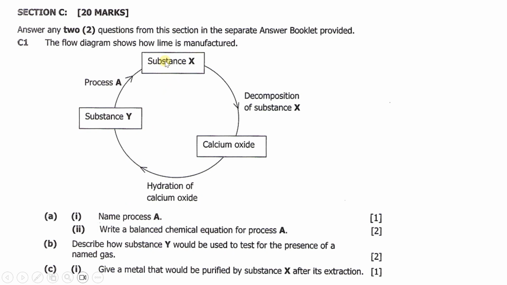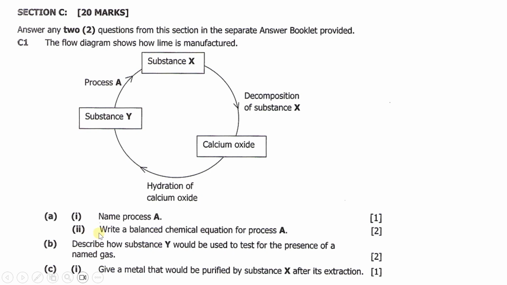So this substance is calcium carbonate, which undergoes decomposition to give us calcium oxide and some carbon dioxide gas. So this calcium oxide, when it undergoes hydration, you add water to it, it forms calcium hydroxide. Then calcium hydroxide, when you bubble carbon dioxide in it, gives back calcium carbonate. So this process, which leads to formation of calcium carbonate, can be called precipitation. Okay, so I'm going to give answers.